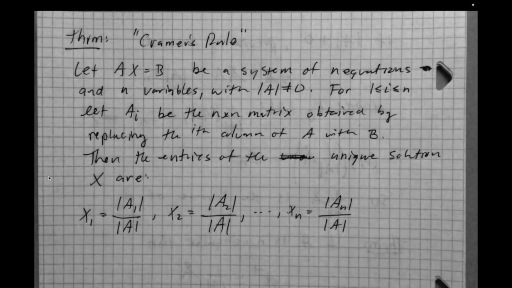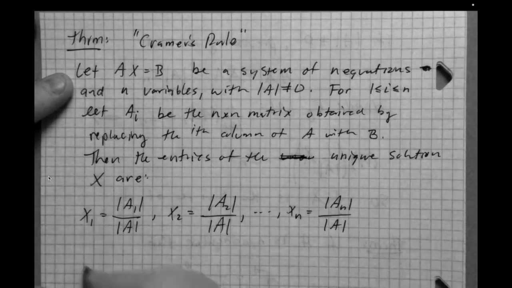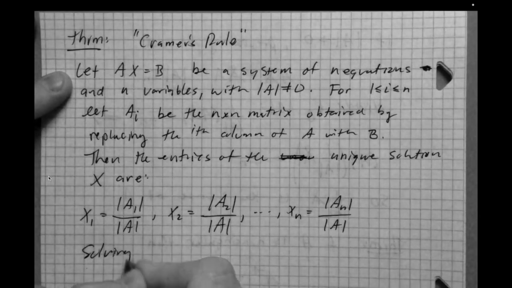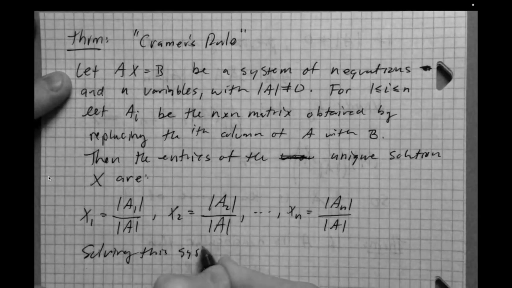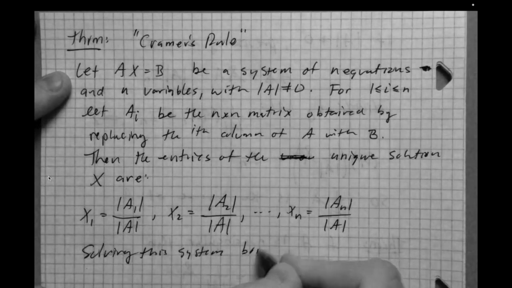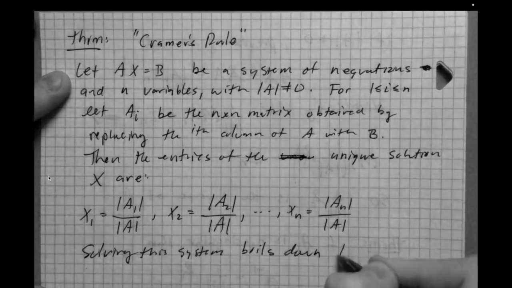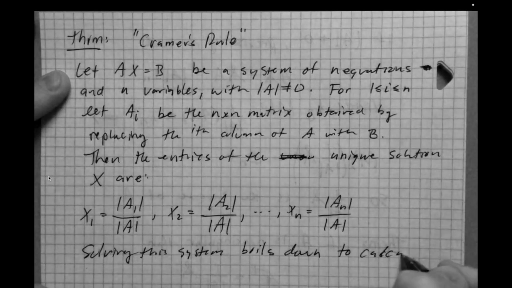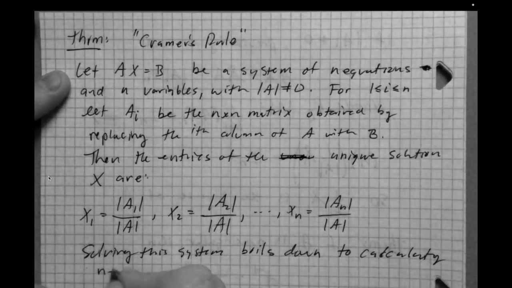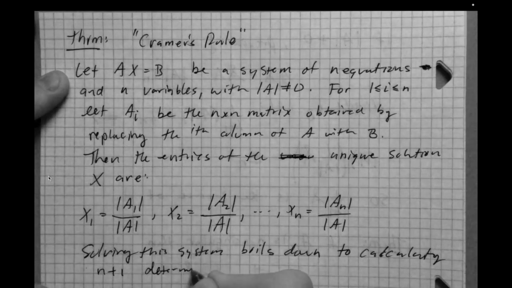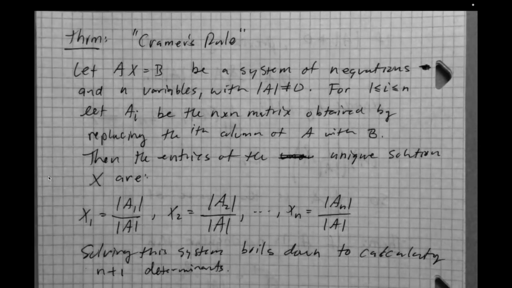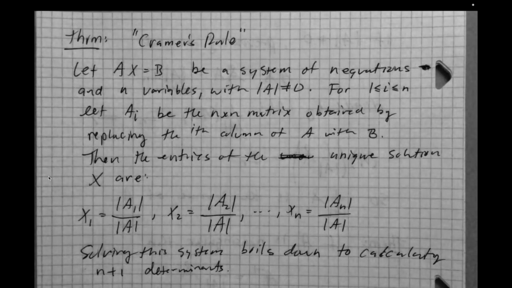And you'll have to think through why that would possibly be the case, right? But basically, solving this system boils down to calculating n plus 1 determinants. Right, so if it happens to be the case, you look at the system and you say, oh, geez, I can read off these determinants so easily. Then you can solve the system just using this technique.